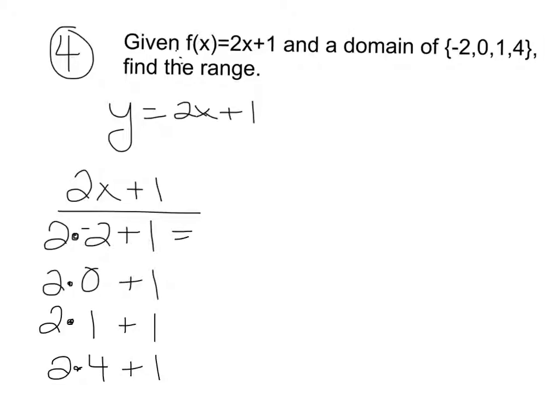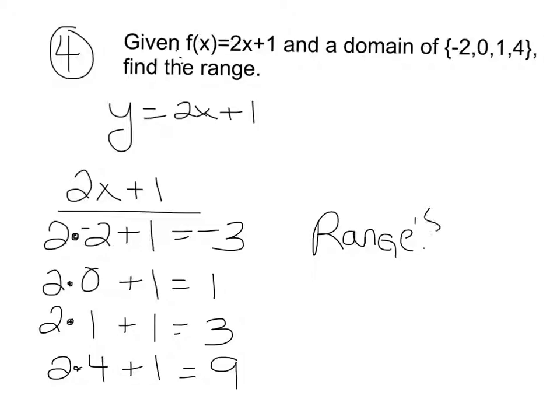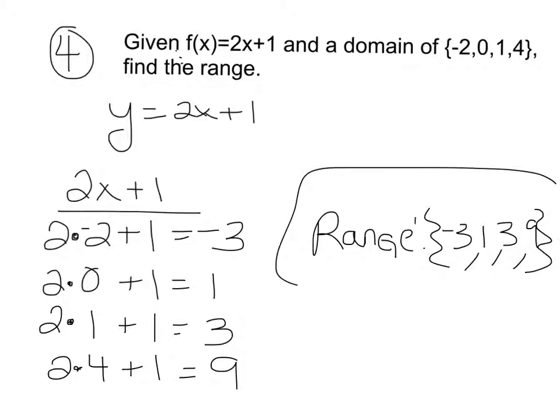2 times -2 is -4, plus 1 gives you -3. 2 times 0 is 0, 0 plus 1 gives you 1. 2 times 1 is 2, plus 1 gives you 3. 2 times 4 is 8, 8 plus 1 gives you 9. So your range then is just -3, 1, 3, and 9. And you're done with that one. So this would be your answer right here.